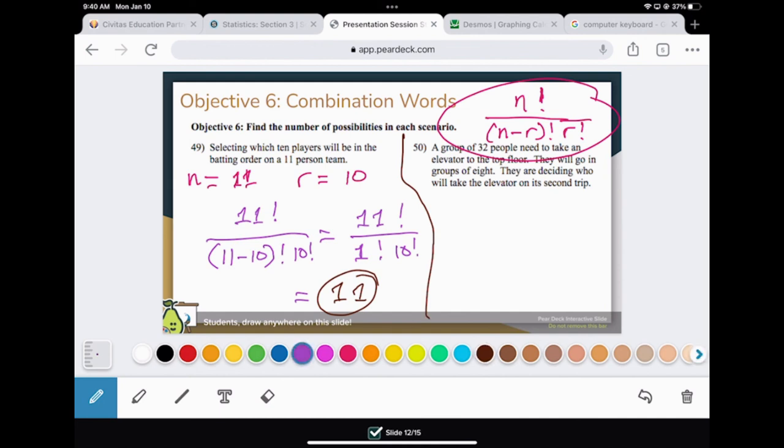Combination 50, again, I need to know my N, which is I have 30 people taking the elevator. They will go in a group of 8. So there's 30 people, and each time they go in a group of 8, so that would be my R. 30 factorial over 30 minus 8 factorial, 8 factorial.